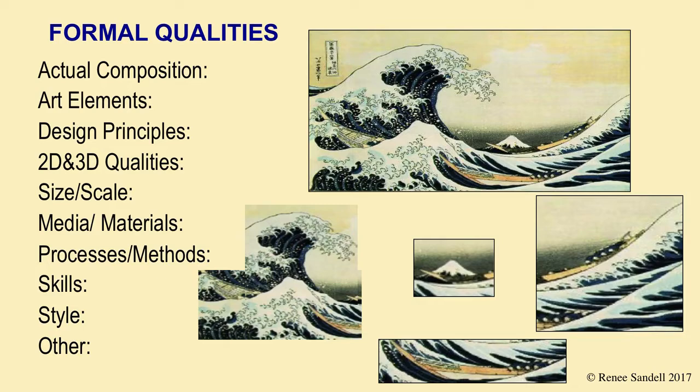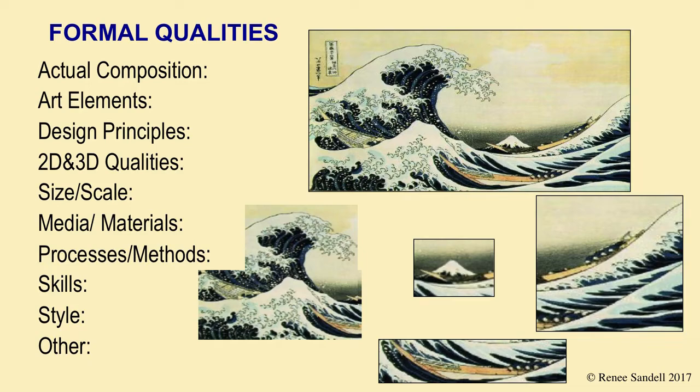The 2- and 3-dimensional qualities involve the boats and waves that break up the 2D, and the 3D depth is created by the distant mountain, Mount Fuji. The size and scale is approximately 12 by 15 inches. And the media, or the materials, it's a color woodblock print.